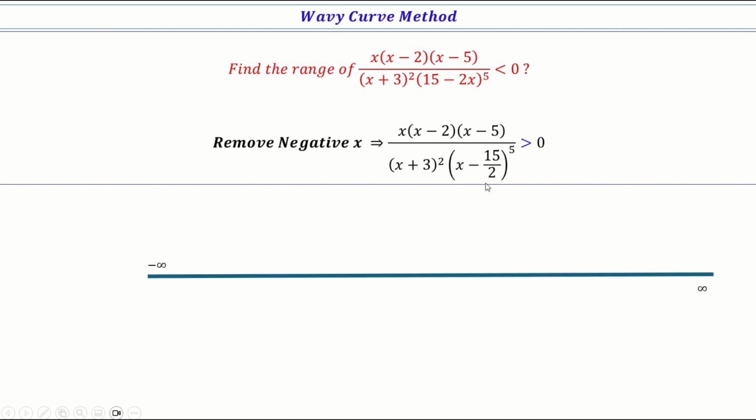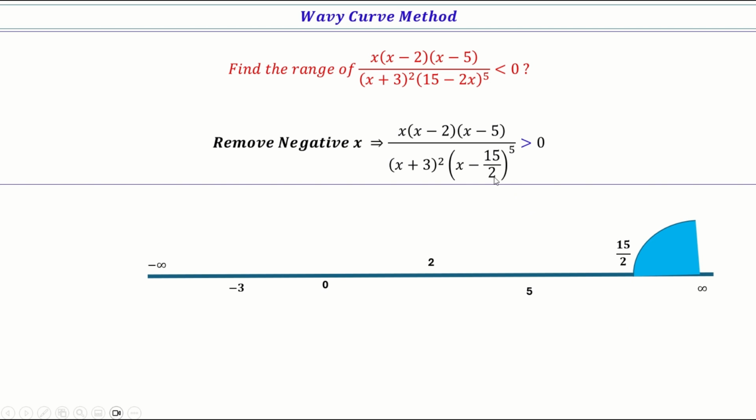Minus infinity to infinity. Okay, and my zeros are −3, 0, 2, 5, and 15/2. Between 15/2 and infinity, let's take the number 10. So at 10, all the factors are positive, so the curve will start from the top like this.